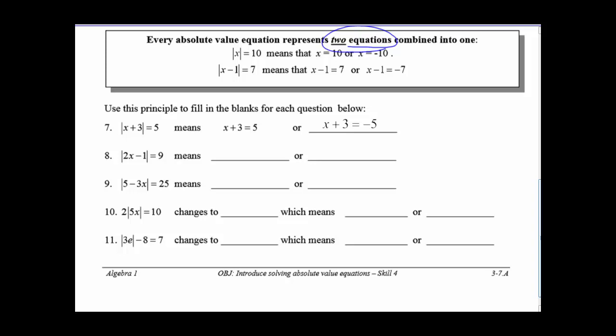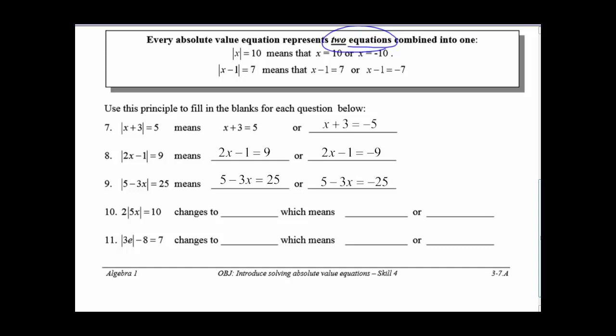Notice I am not changing the signs inside the absolute value sign, because the absolute value of negative and positive is still positive. We're changing on the outside whatever it is equal to. So the absolute value of 2x minus 1 is equal to 9. We have 2x minus 1 is equal to 9, or 2x minus 1 is equal to negative 9. And the last, number 9, we have the absolute value of 5 minus 3x equals 25. So we should have 5 minus 3x equals 25, or 5 minus 3x equals negative 25.